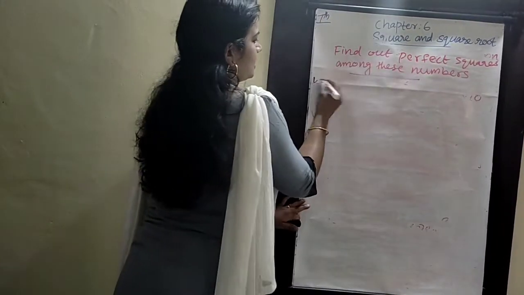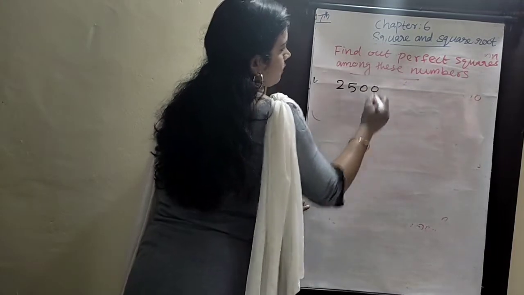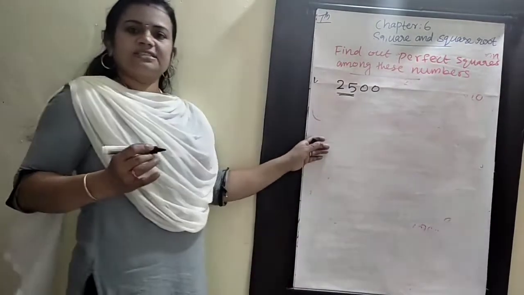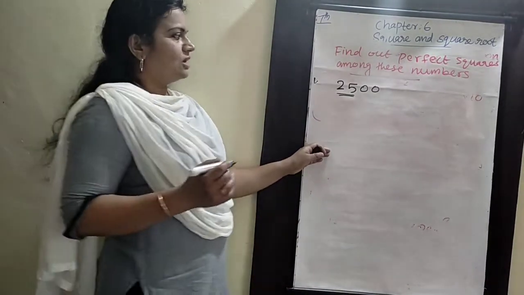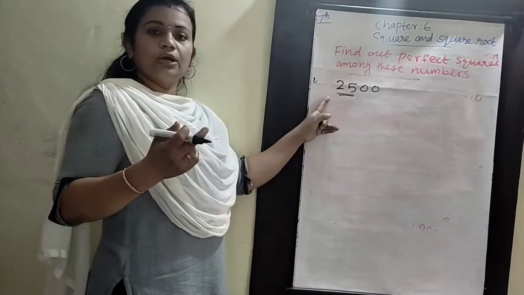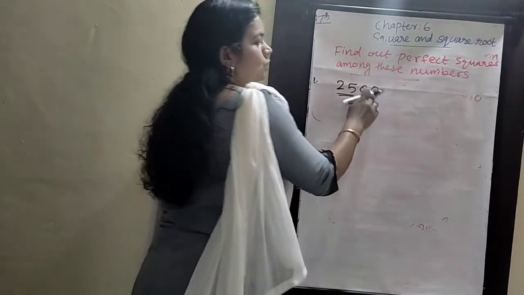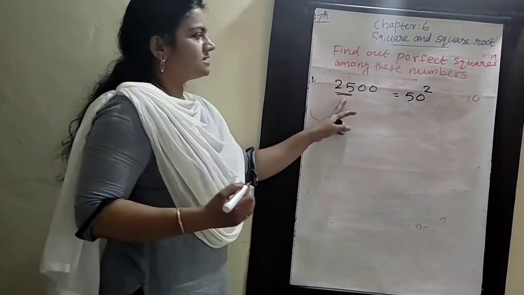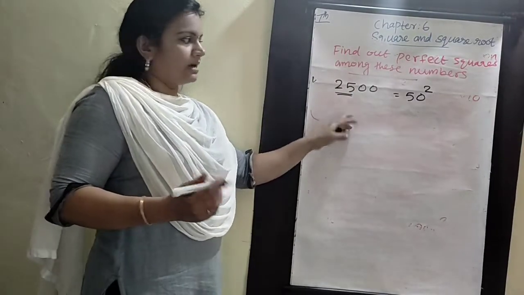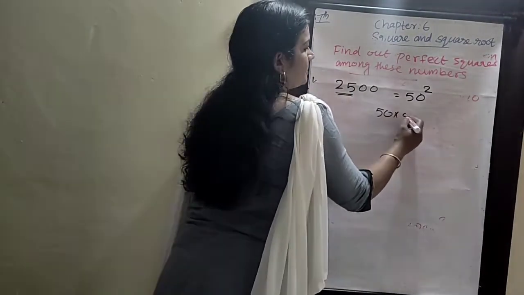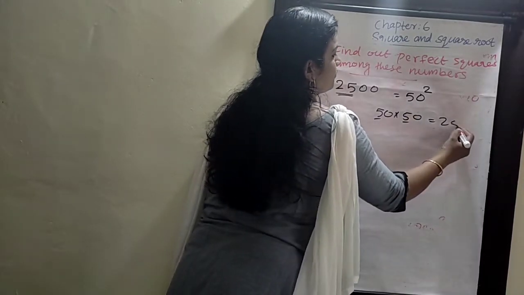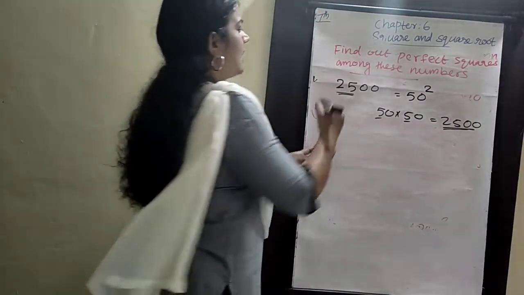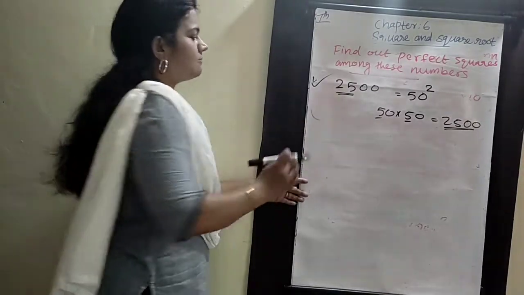The first question is 2500. Listen, 25 is a perfect square. Yes, 25. 5 into 5 is equal to 25. How many zeros are here? 2 zeros. So we can write this as 50 squared. 50 squared is equal to 2500. 50 into 50, how to write it? 5 into 5, 25, and two 0s. Then we get 2500. This is a perfect square.